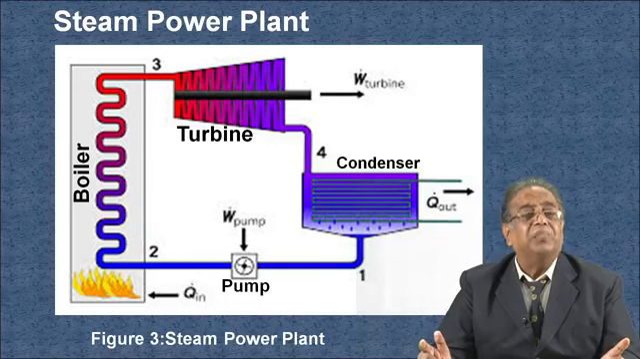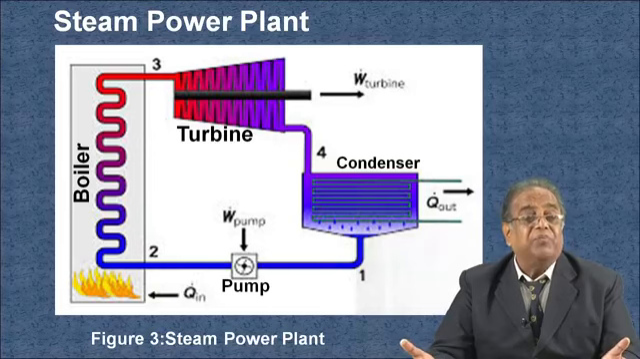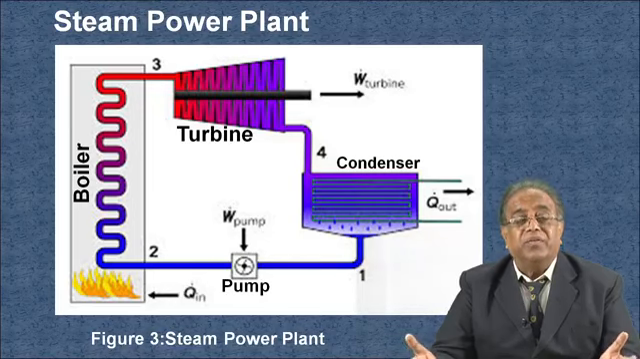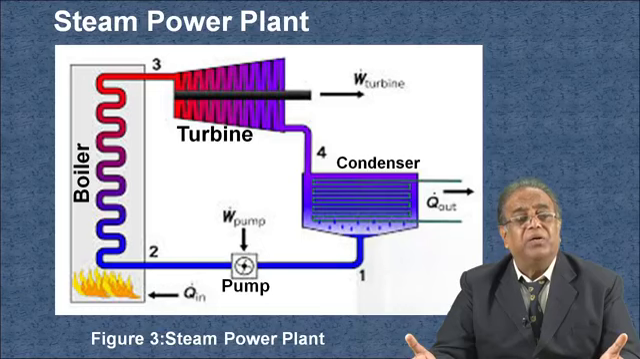After that, the high pressure, high temperature steam is passing through the turbine. The expansion of steam takes place in the turbine, thereby the work done for this is W dot turbine. And after that, the low pressure, low temperature steam coming out from the turbine outlet then enters into the condenser.